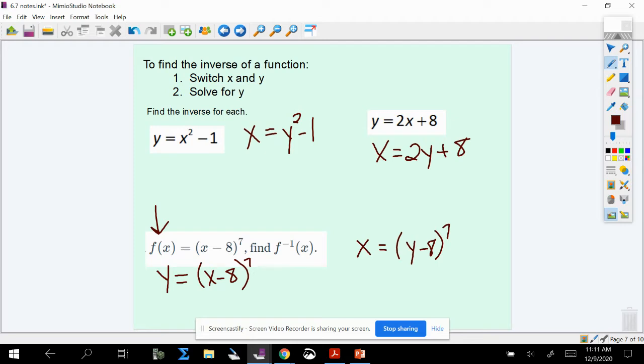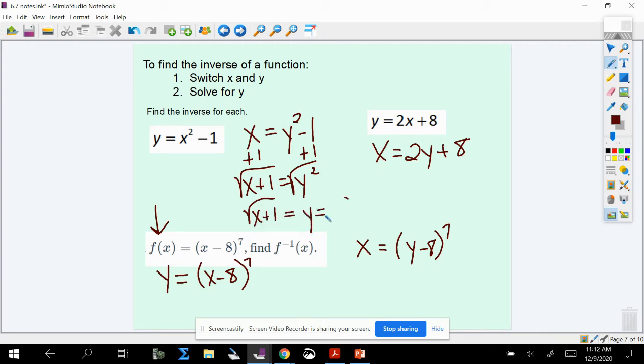Your second step could be really fast, or it could take a few steps to get there, and that is to get y by itself. Now you're going to rewrite it, using all those inverse skills: add if you're trying to get rid of subtraction, multiply if you're trying to get rid of dividing, to get it solved for y, and that will be your inverse equation. So for this first one, to get y by itself, you're going to add 1 to both sides. So you have x plus 1 equals y squared. And then to get rid of a squared, you're going to take the square root. So you're going to have the square root of x plus 1.